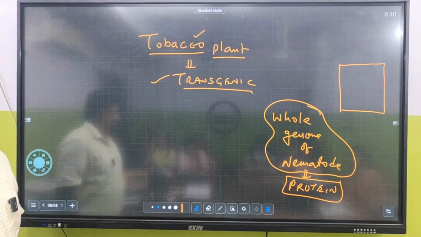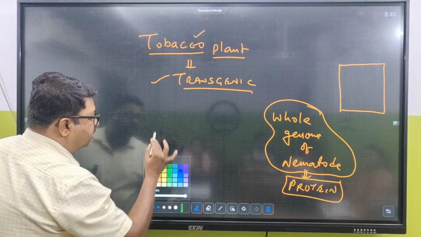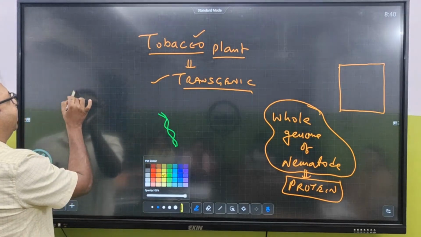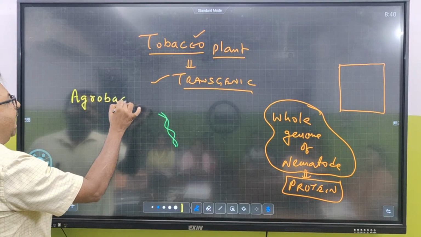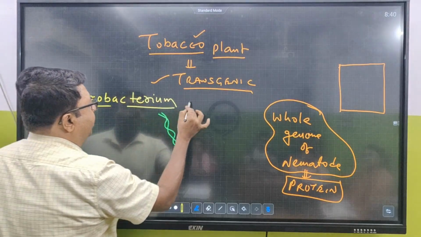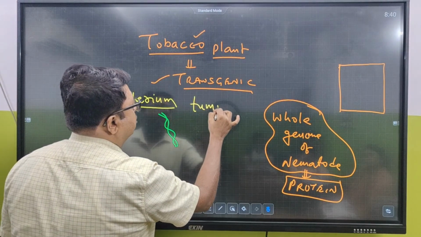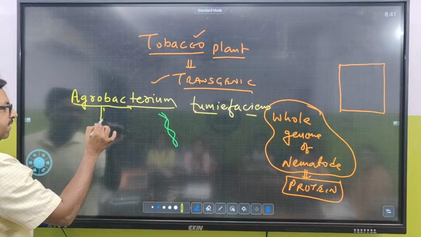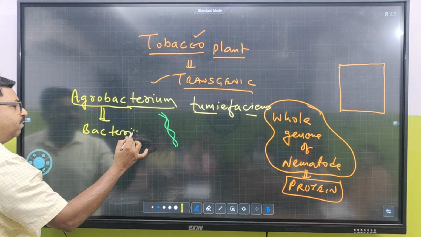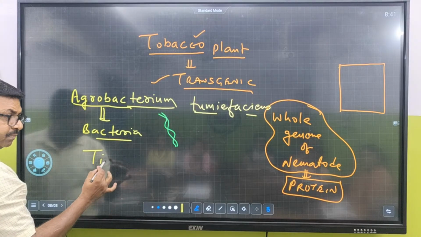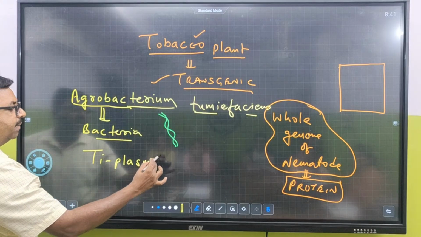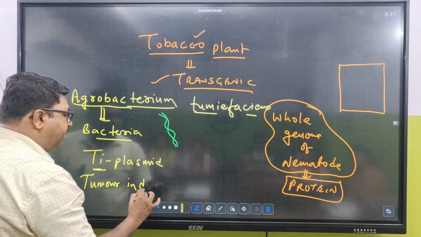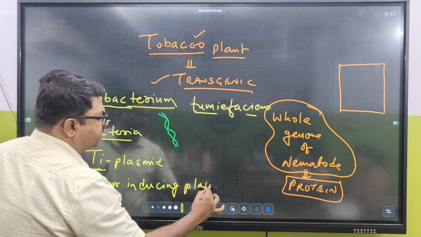So you have made the tobacco plant transgenic by introducing this whole genome inside the bacterial plasmid. What is the vector? The vector is Agrobacterium tumefaciens. This is the bacteria. What is the name of its plasmid? TI plasmid. What does TI stand for? Tumor inducing plasmid.